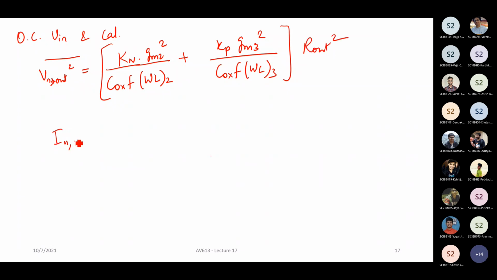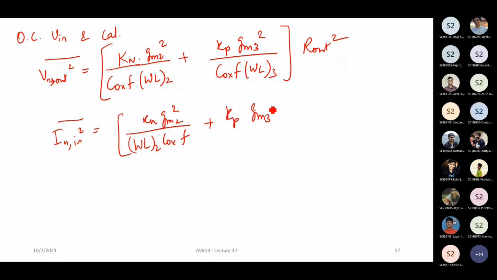Now your In in squared is nothing but just this total current, Kn Gm2 squared by WL2 Cox F plus Kp Gm3 squared divided by WL3 Cox F. Right? This is going to be your In in squared. So this is how your flicker noise is basically going to behave.